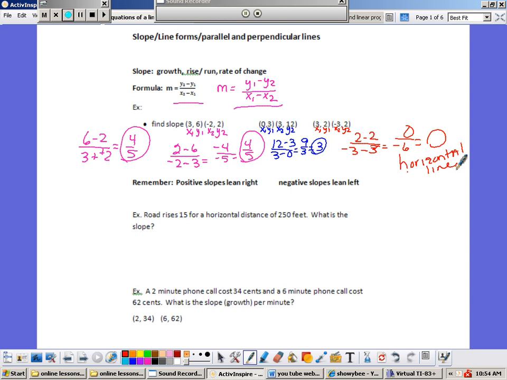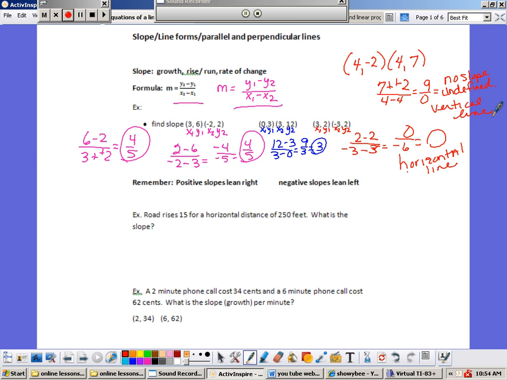Now I want to add one more for you. Let's say we had 4, negative 2, and 4, 7. So 7 minus negative 2 over 4 minus 4. 9 over 0. Well, 9 over 0 is not 0. In fact, if you put 9 over 0 in your calculator, it's going to say non-real answer or undefined. You can either write no slope or write undefined, because this is a vertical line, meaning that it goes straight up.